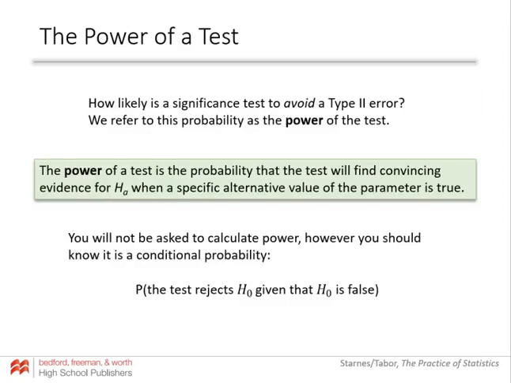All right, so when we talk about significance tests, we have something that's called the power. It's not something that you're going to be asked to calculate because it's kind of a complicated concept. But what you should know about it is it's a conditional probability. So what is the probability that the test rejects the null hypothesis given that it is false? Basically, the probability that the test finds the right answer. If my null hypothesis is not true, the probability that my test rejects that not true hypothesis is referred to as the power of the test.